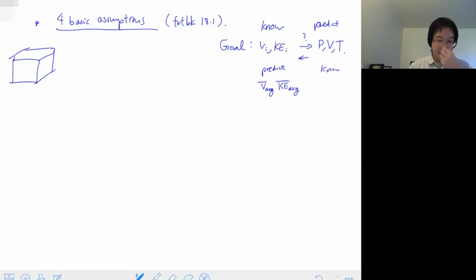Okay, so this is how we can go about it. We have a box of gas. Look, each particle, what is the microscopic variable? Each particle is moving at some velocity. So it has some x component and a y component and maybe a z component, right?